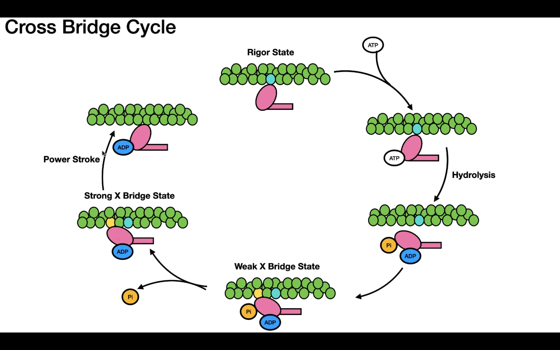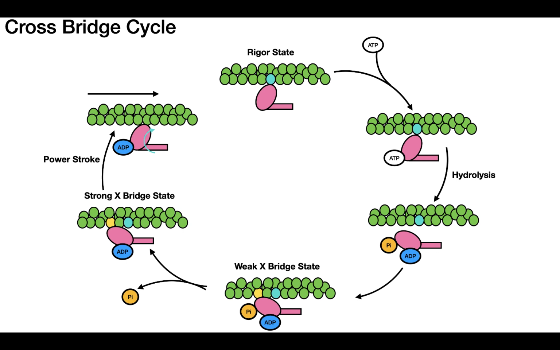And by doing this power stroke, what it does is it actually slides the thin filament this way. So it slides the thin filament this way, therefore shortening the sarcomere. So this power stroke is what causes the thin filament to slide against the thick filament and therefore produce contraction.